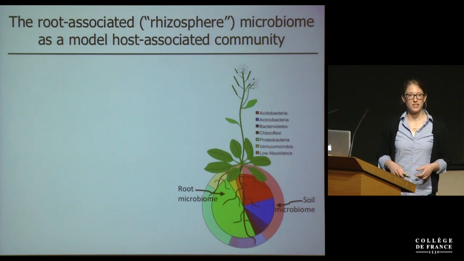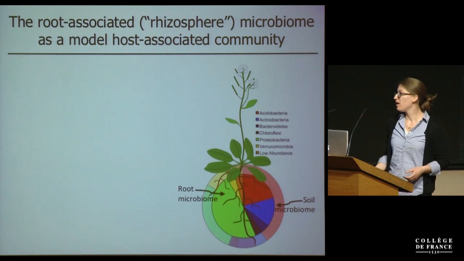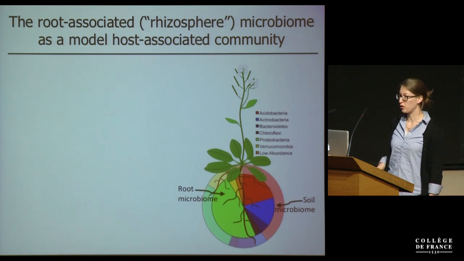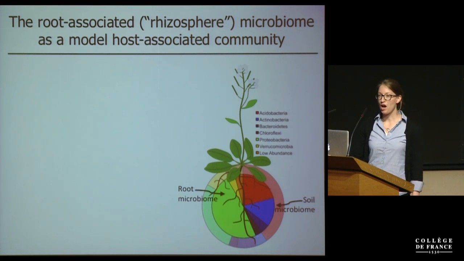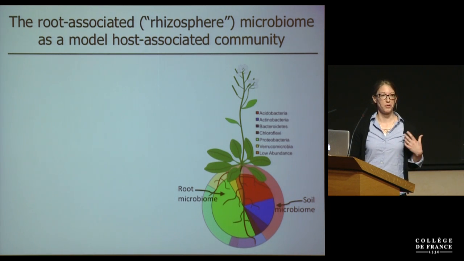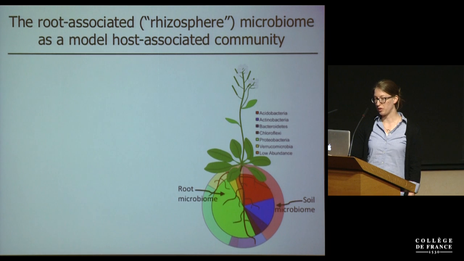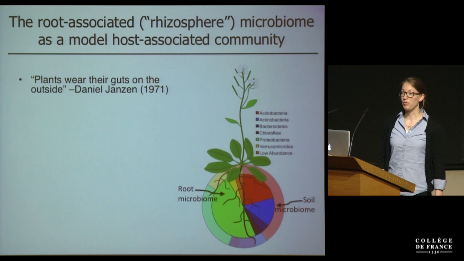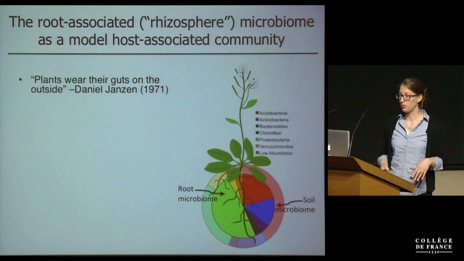In my lab, I focus on the plant root-associated microbiome. These are the microbes that associate with the underground root parts. We call it the rhizosphere microbiome. Rhizo means root. And I think this is also a model for host-associated microbial communities. There's a quote I'm rather fond of from Daniel Jensen, that plants wear their guts on the outside. So plant roots are functionally analogous to the animal gut. It's the site of nutrient uptake, and they're exposed to the microbes in the soil, just as our gut is exposed to the microbes in the food that we eat.